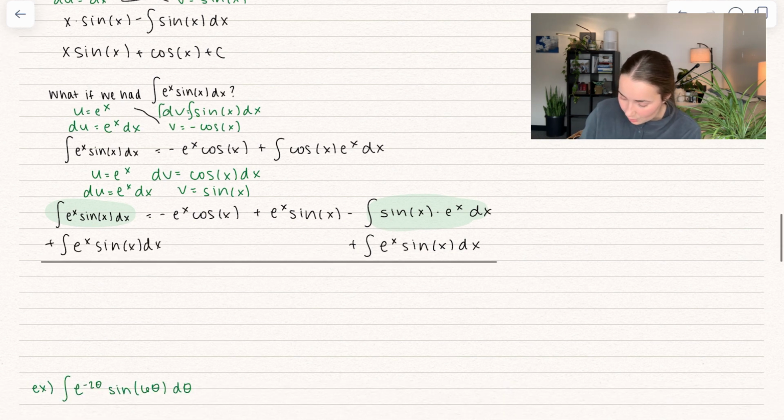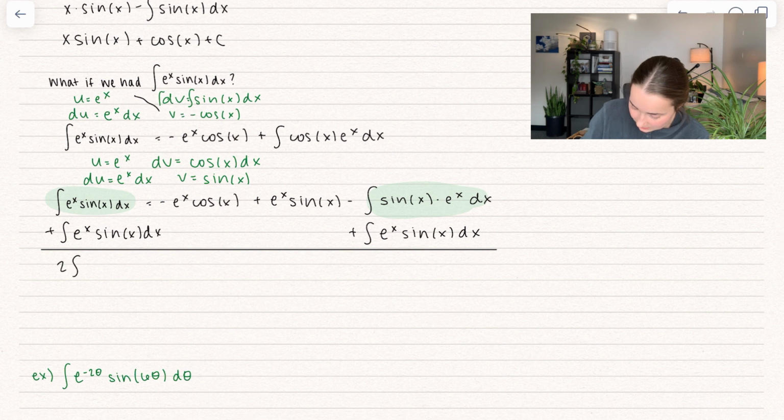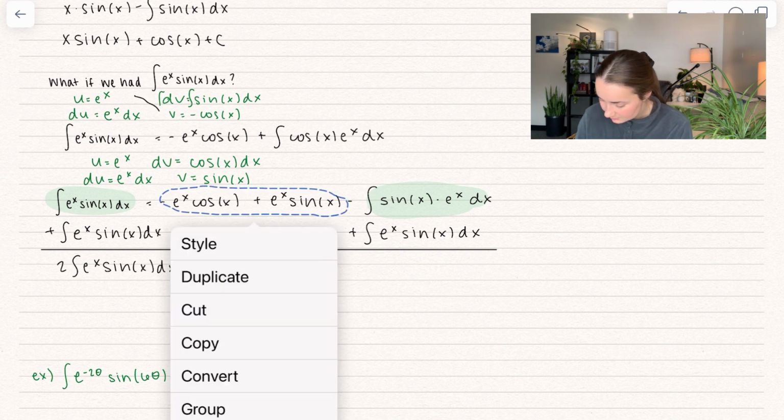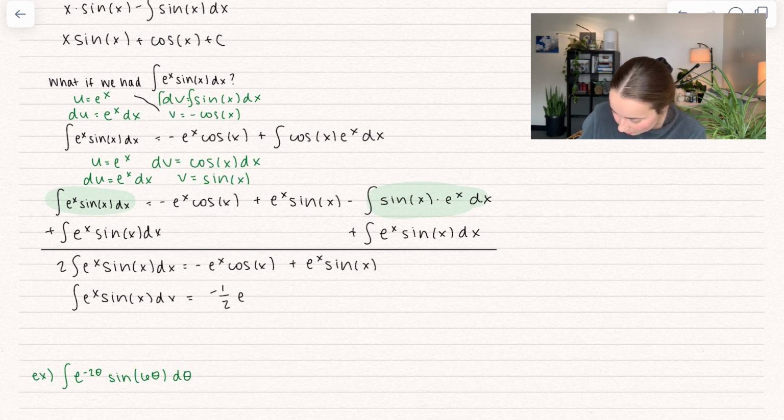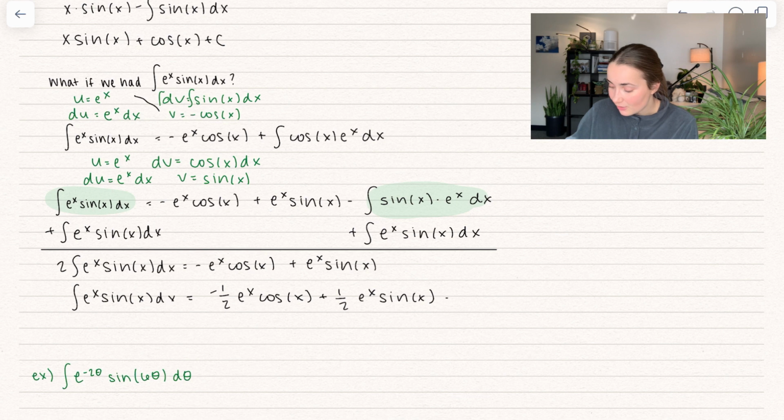So when I add that over, now I have two integrals of e to the x times sine of x dx. And this is equal to that whole thing, which I'm going to copy and paste. So how do I solve for the original integral? I just divide both sides by 2. So if I divide both sides by 2, I get the integral of e to the x sine of x dx is equal to, and you can either write that as negative 1/2, or you could write, divide the whole thing by 2, but I'm just going to write it as 1/2. And then don't forget to add on your constant of integration for your final solution, right?